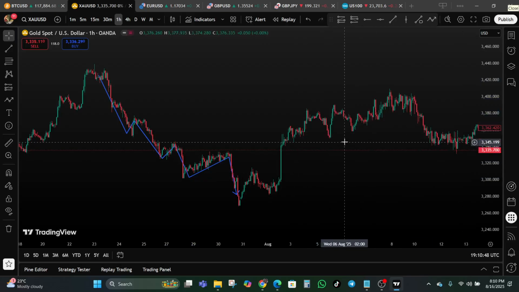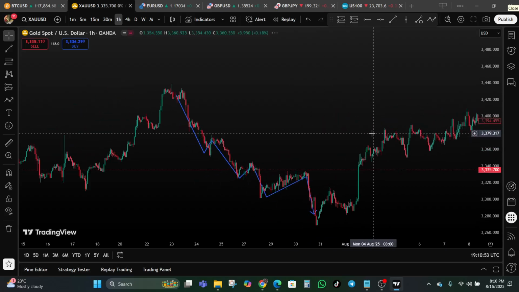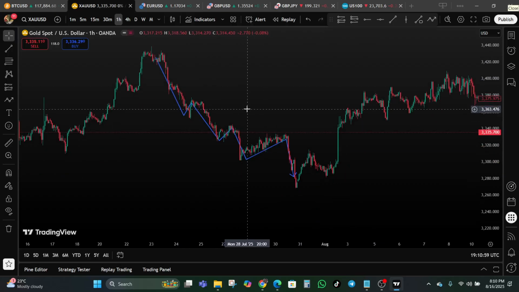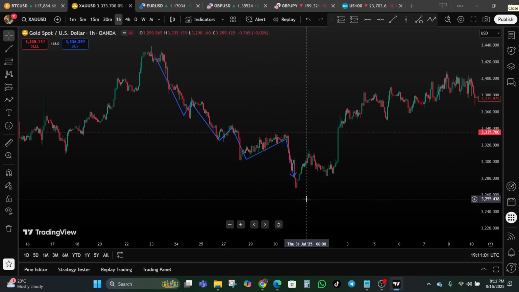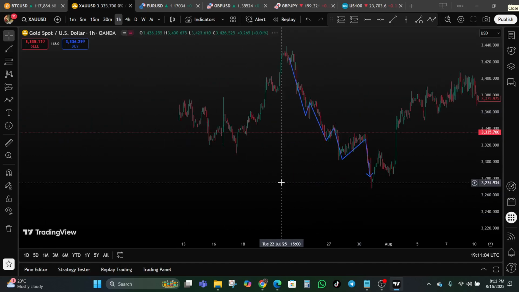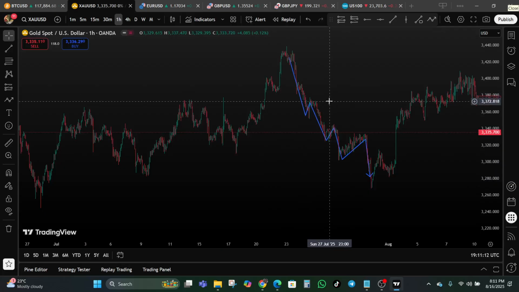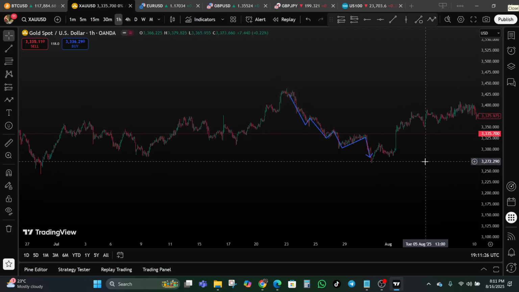Now, the second part is liquidity. The market moves to seek liquidity, which is found above highs and below lows, where stop losses and pending orders sit. So price often sweeps these areas before making its true move. As a trader, recognizing these liquidity sweeps allows you to avoid false breakouts and instead position yourself after liquidity has been taken. The next thing we're going to look at is order blocks.